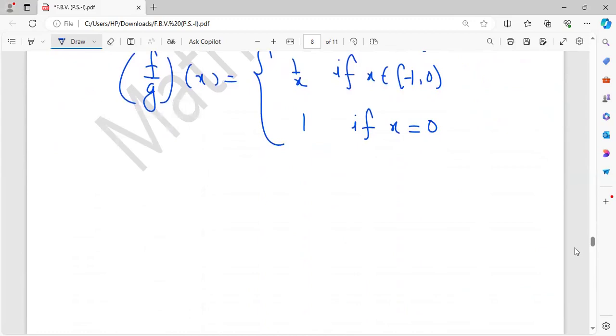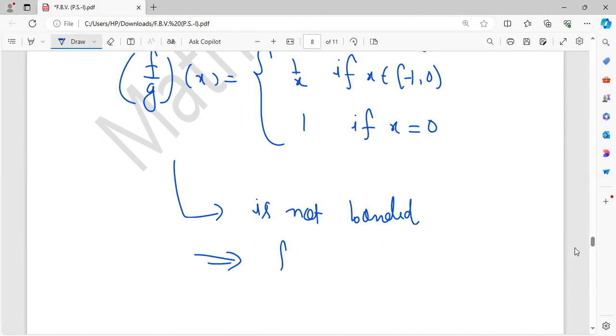This is not bounded. It's not bounded. And so if not bounded, then this implies f upon g is not of bounded variation, because every function of bounded variation is bounded. It's not of bounded variation.